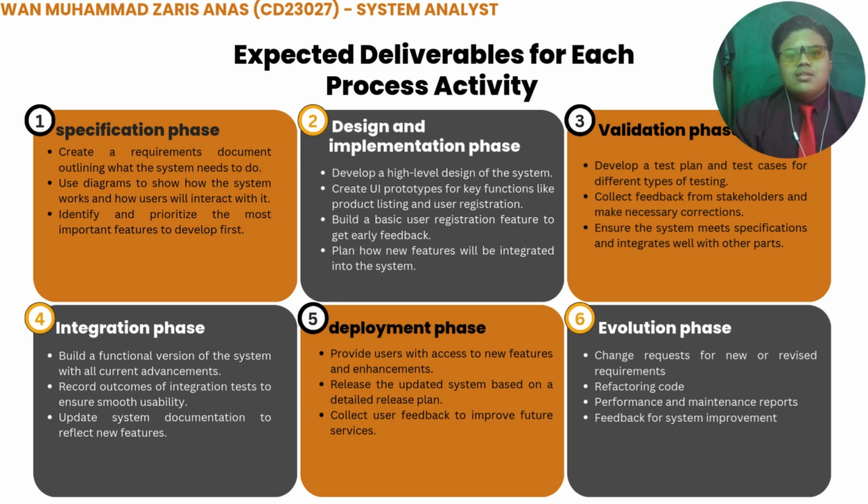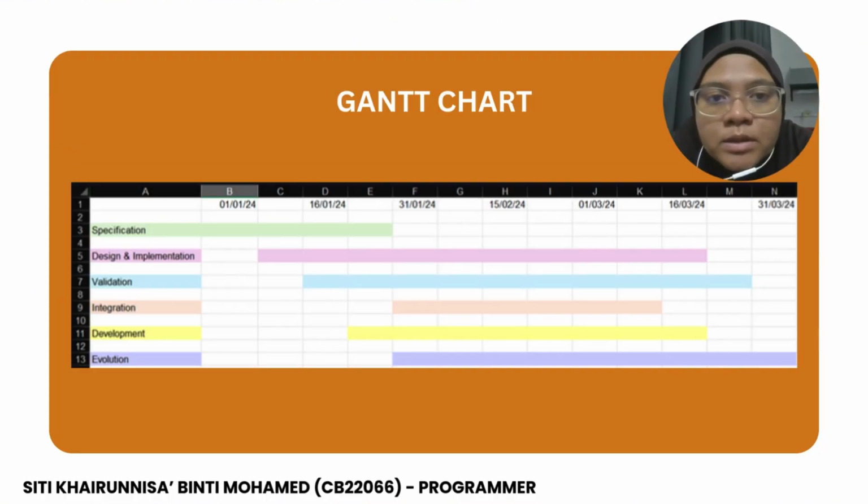Lastly, the evolution phase: change requests for new or revised requirements, refactoring code, performance and maintenance reports, and feedback for system improvement. For the Gantt chart, week 1 until week 2 is the specification phase. It starts on 1st January 2024 until 16 January 2024. This phase begins at the start of the project. This includes defining requirements and gathering input from the stakeholders.